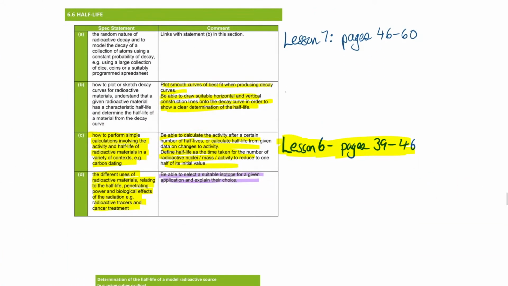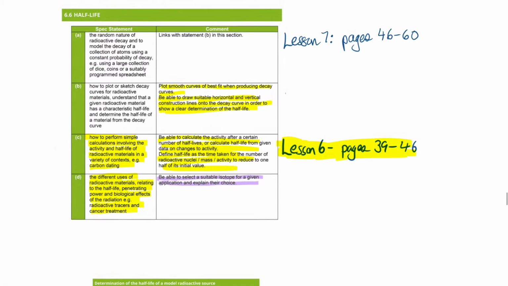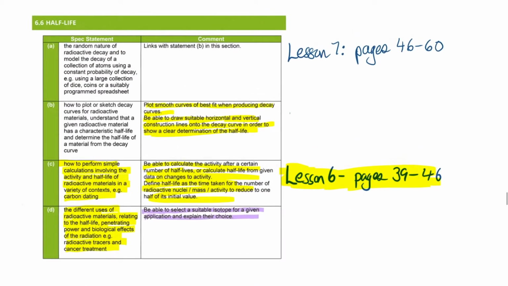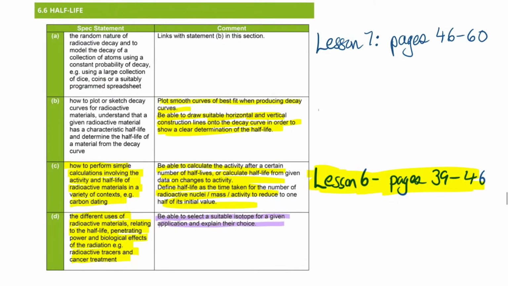Here's the spec. What's highlighted in yellow is what we covered in our previous lesson, and I've also started to highlight parts of lesson 7 because there's quite an overlap between lesson 7 and lesson 6. Notice just here, I've highlighted that in purple because we're going to be doing more of that this lesson to be able to select a suitable isotope for a given application.